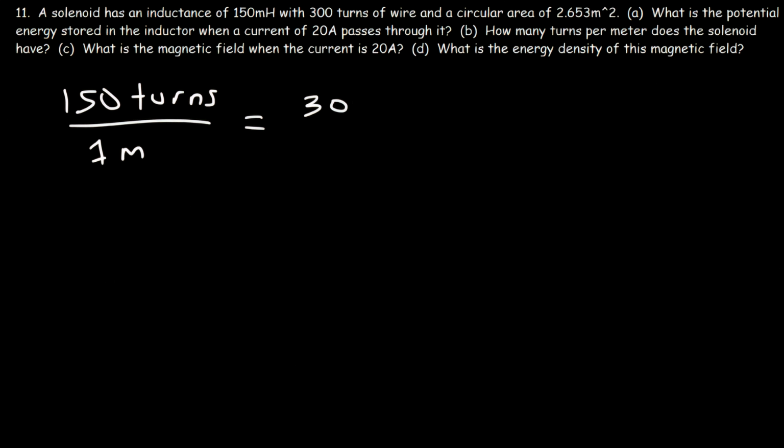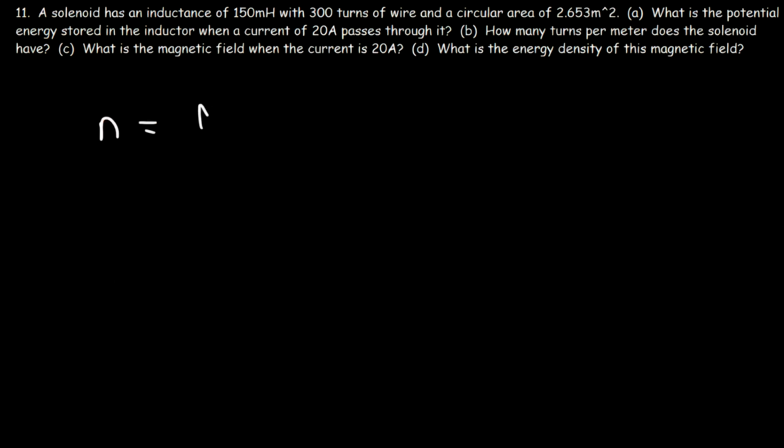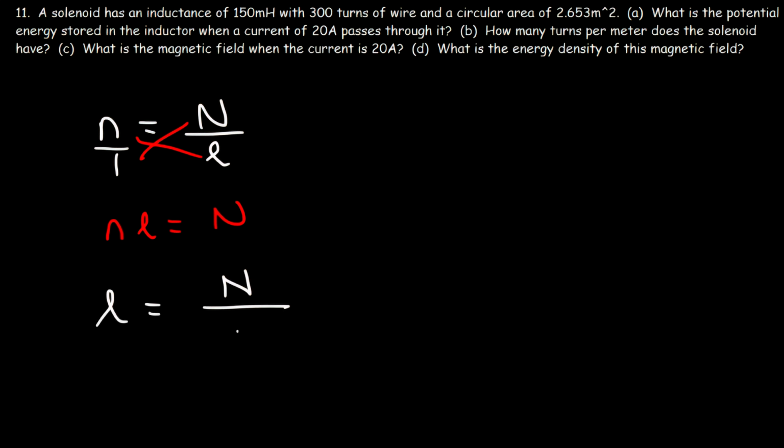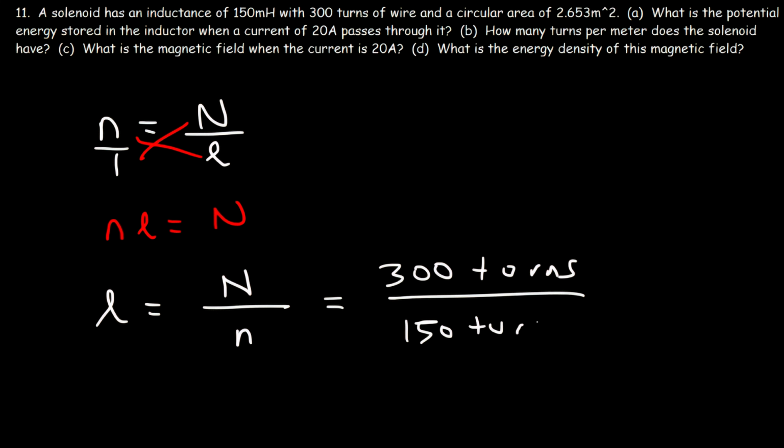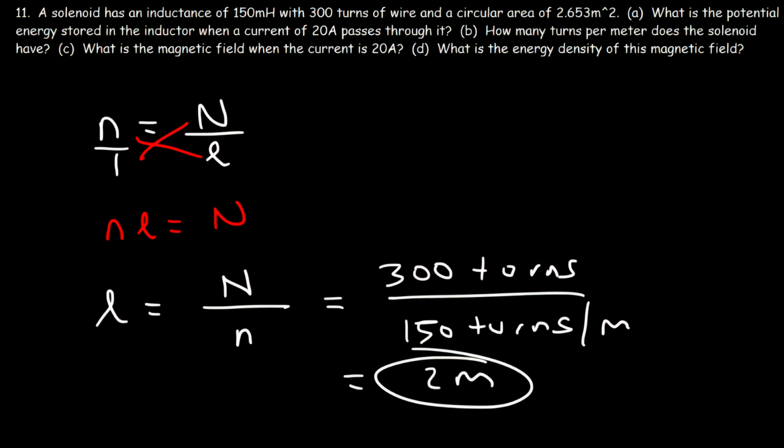You can also use the equation to get the same answer. We know that lowercase n is equal to capital N divided by L. So let's put this over 1. And let's cross multiply. So nL is equal to capital N, which means that the length is equal to the number of loops divided by lowercase n, which is the number of turns per meter. So there's 300 turns in the entire solenoid, and there's 150 turns per meter. So 300 divided by 150, excuse me, that's going to give us 2 meters. So that's the length of the solenoid.